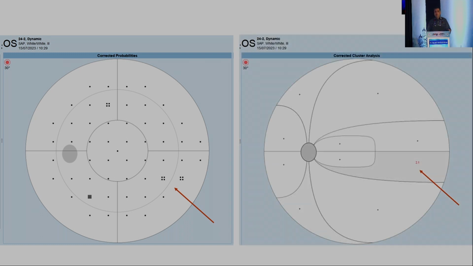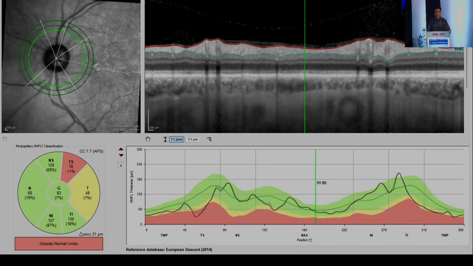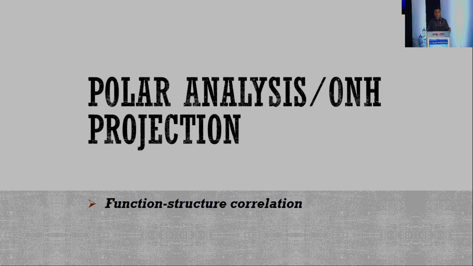But the cluster defect analysis shows the significant cluster defect in that particular region. As you can see, it's color-coded also for easy understanding. And the patient does have a supratemporal defect that will correspond to the cluster defect in that patient, again replicated on the OCT as well, thus helping us to diagnose glaucoma at an earlier stage with the cluster analysis.